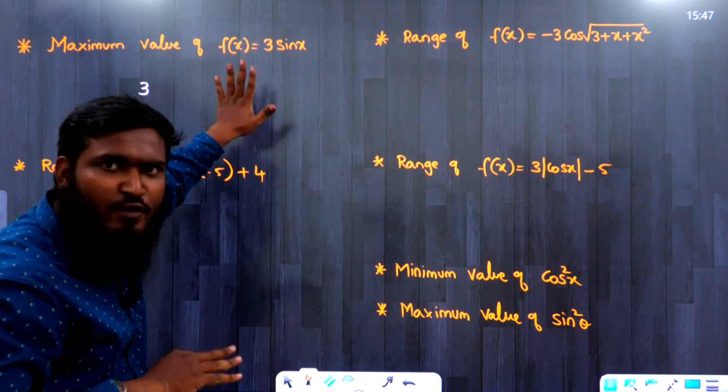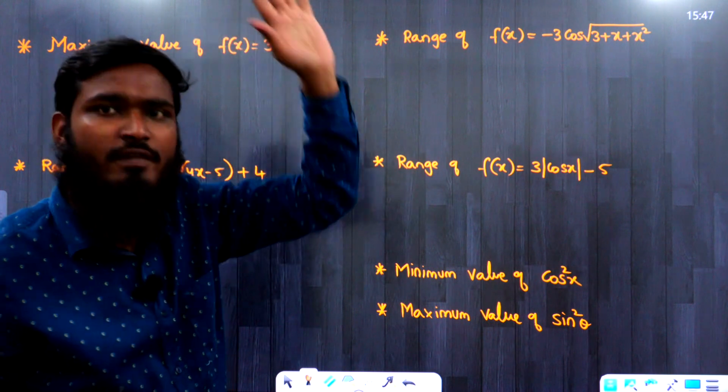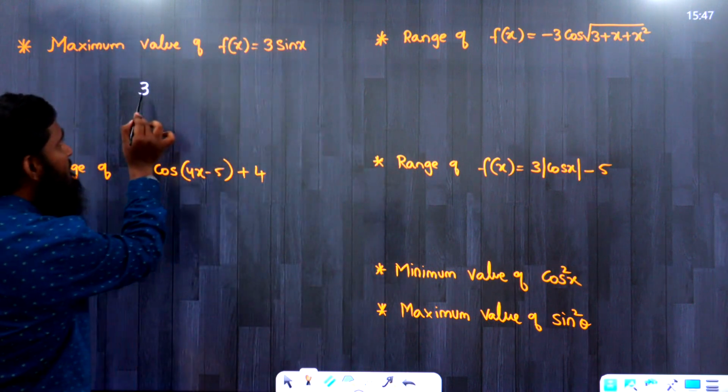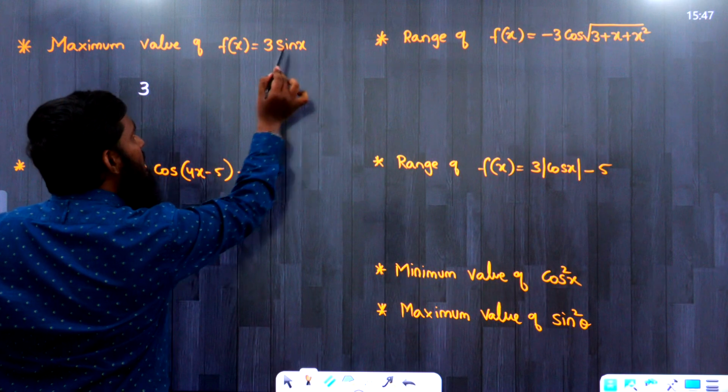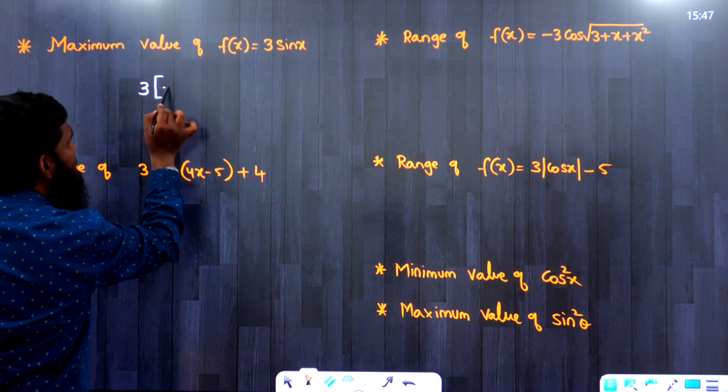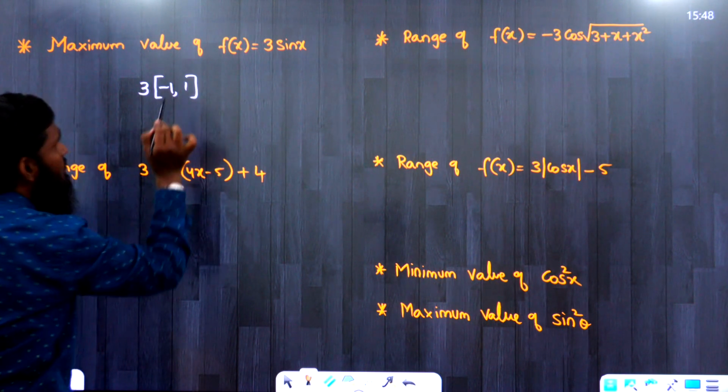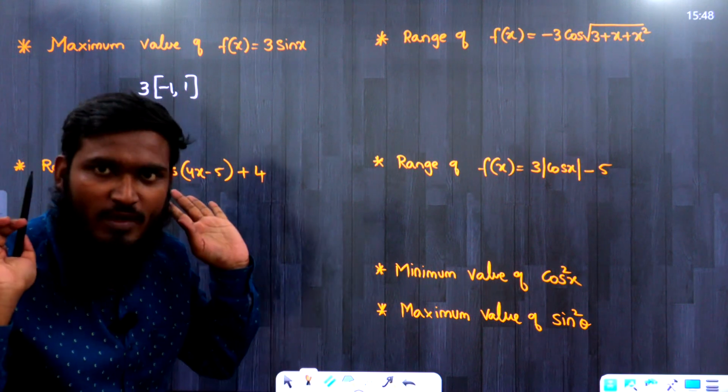Okay, first understand the first question. Remaining questions we can solve very easily. Let us see this part. 3 I have written as it is. What are the values we are having for sin x? Minus 1 comma plus 1. I have written that part.